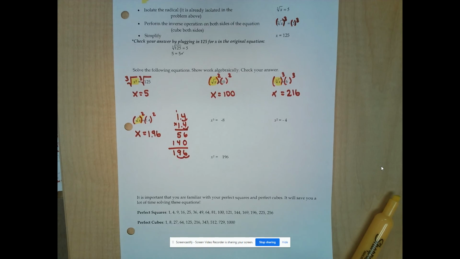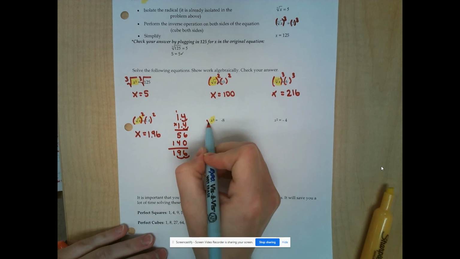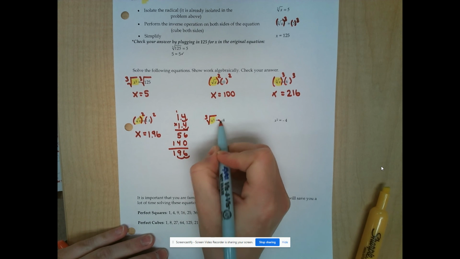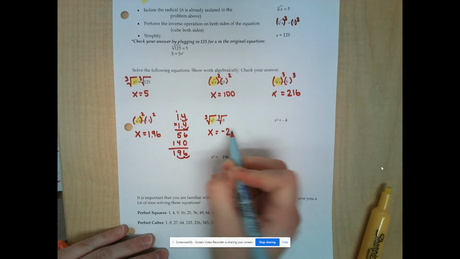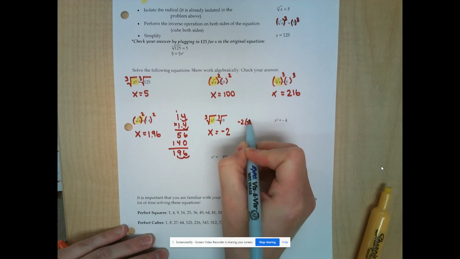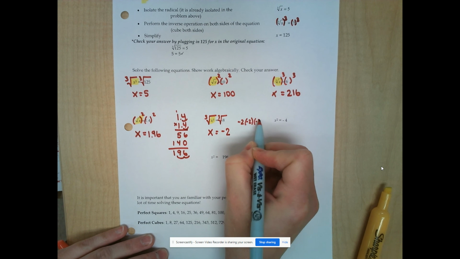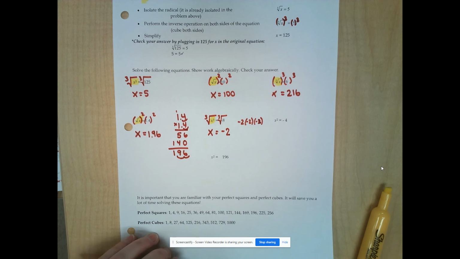Now we've got x cubed. So on the left side, the inverse of cubed is cube root. So I'm going to cube root the left, I'm going to cube root the right. X equals -2. Because remember, -2 times -2 times -2, only way to get a -8. Cubing and cube rooting, sign specific.